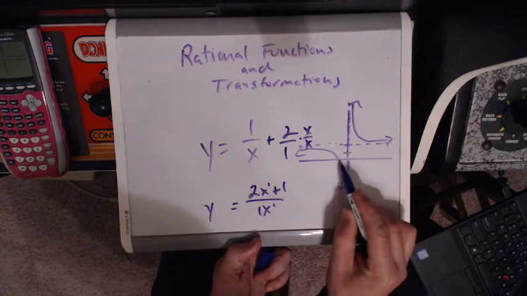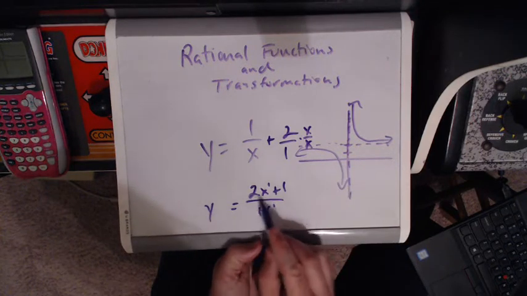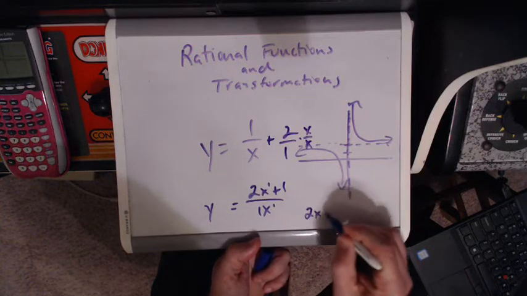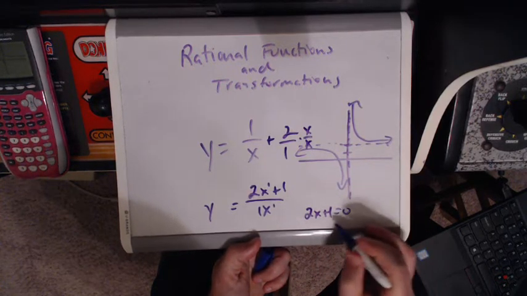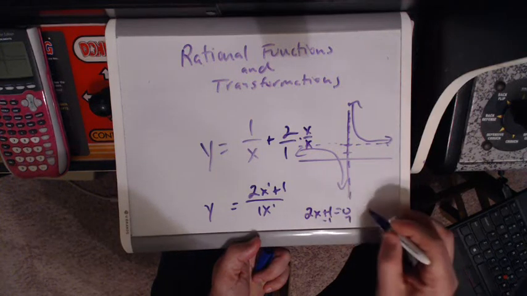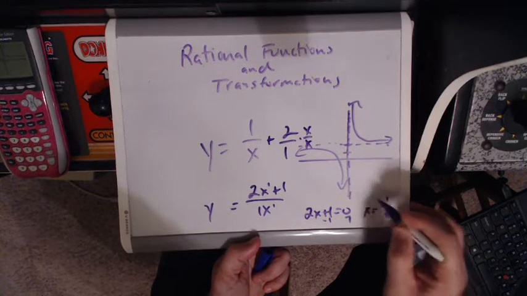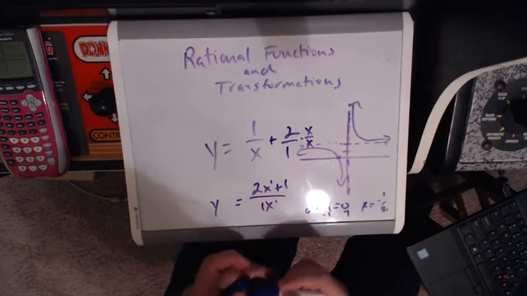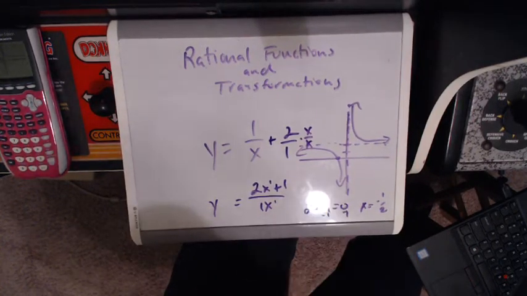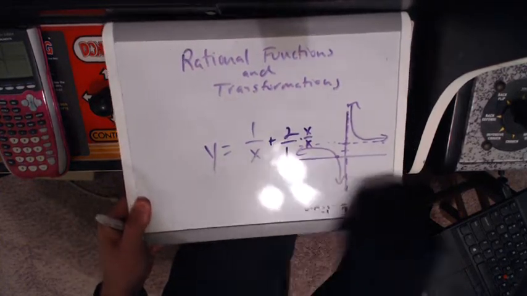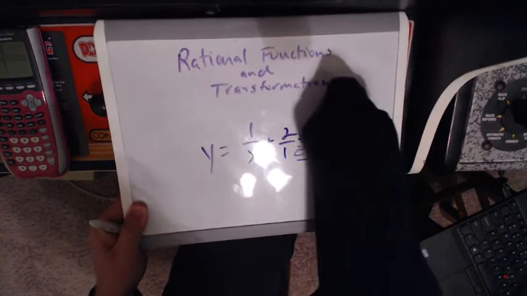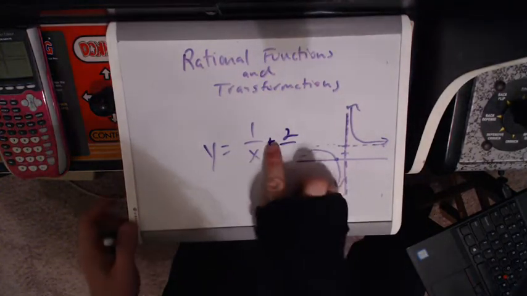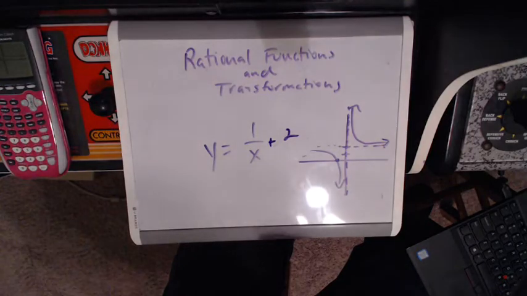But now, if you wanted to find this x-intercept right here, you could say, okay, what makes the top equal 0? Well, if you said 2x plus 1 equals 0 and you solve for that, subtract 1, divide by 2, you get x equals -1/2, right? That's where that intercept is. But basically, long story short, all this did was take that original graph and move it up 2 units, okay?